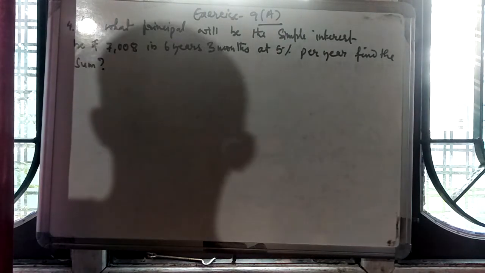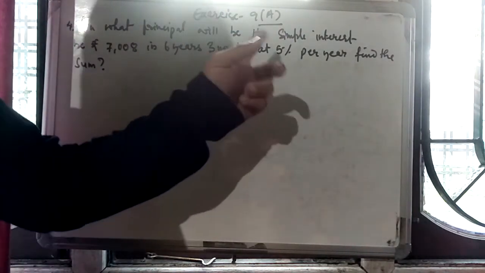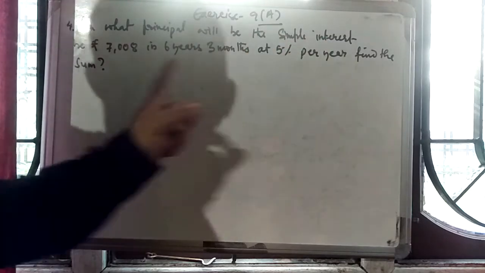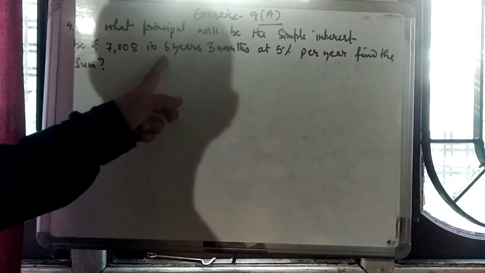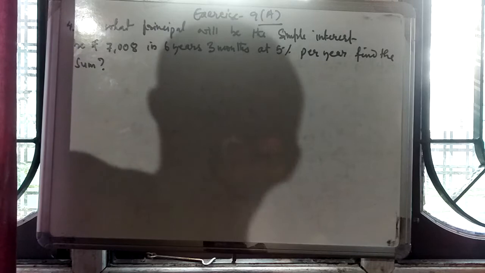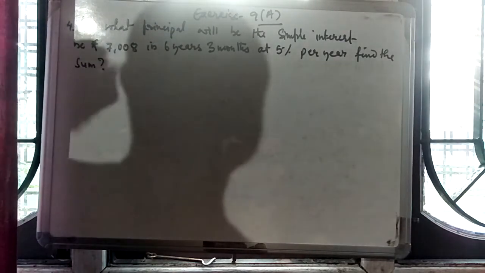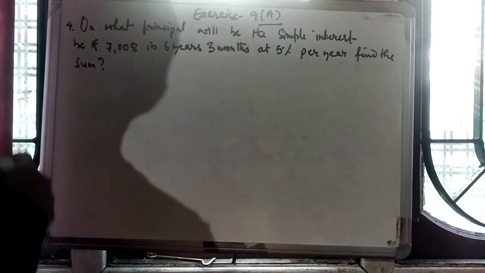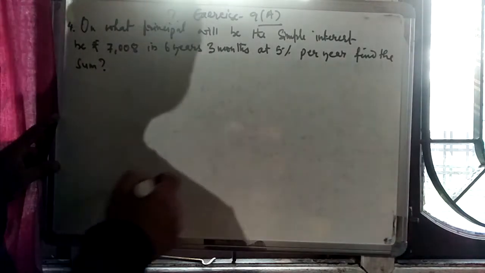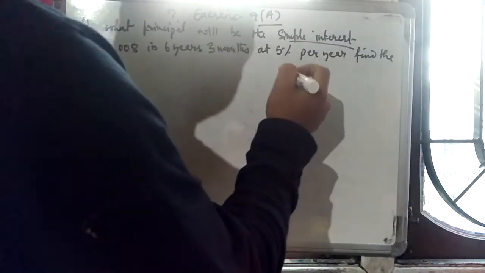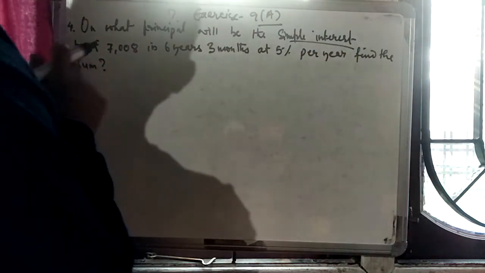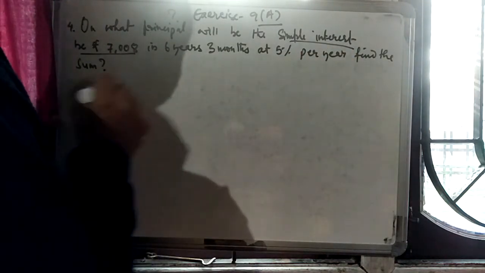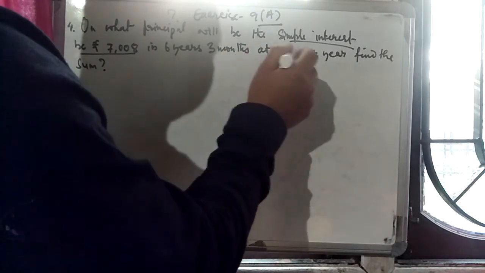Now in this question we see: on what principal will the simple interest be rupees 7008 in 6 years 3 months at 5% per annum? Find the sum. So here, first we have to find the principal, and then the simple interest. The simple interest is given already, 7008 rupees in 6 years 3 months at 5% per annum.